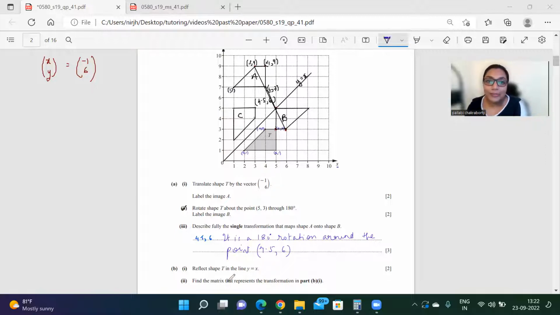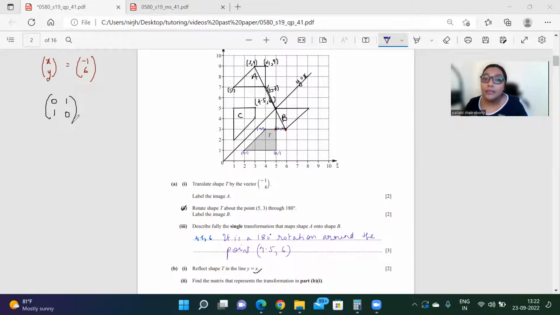Now what do we need to do? The next step, again, very important. Find the matrix that represents the transformation in part B, first part. That is, we have reflected the shape T across line y is equal to x. We have to find the matrix. Now, how do we do that? Now, for this, you have to remember the transformation matrices. So, for y is equal to x, the transformation matrix is 0, 1, 1, 0.